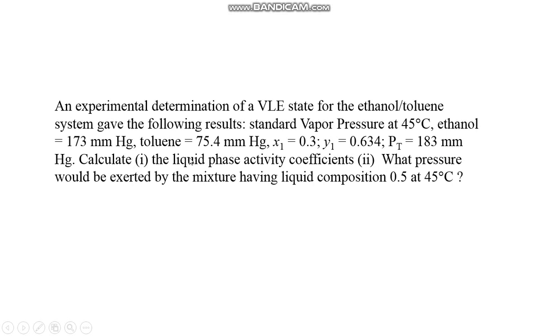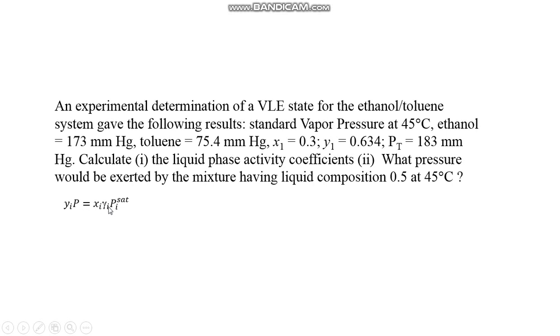So if part 1 is not asked here, like calculate liquid phase activity coefficient directly asked, the second part says what pressure would be exerted by the mixture having liquid composition 0.5 at 45. In that case, you need to first identify whether the system is ideal or not. How do you check that? You need to check it by using this equation. Now in this equation y1 is given, P is given, x1 is given, and P1 set is given. If y1 P is equal to x1 P1 set is being satisfied, that means gamma 1 is unity, we say that the system is ideal.